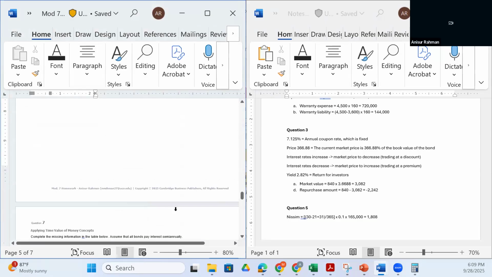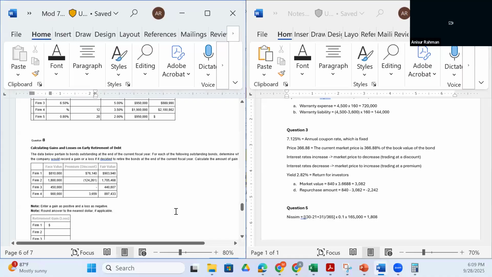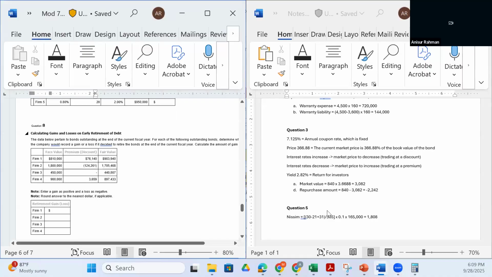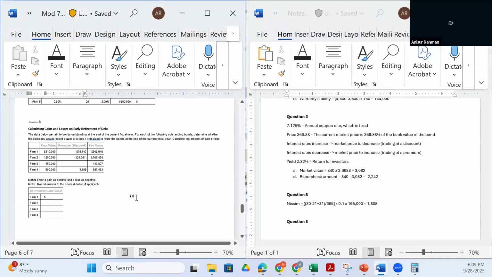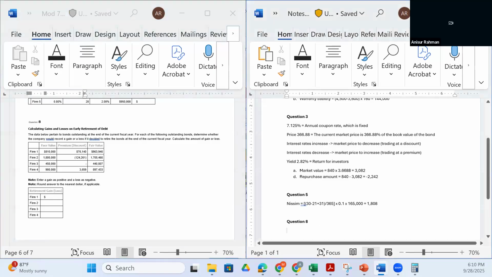Now, let's do this problem, question 8. For each of the following outstanding bonds, determine whether the company would record a gain or loss if it decided to retire the bonds at the end of the current fiscal year. We actually solved this type of problem. So this is slightly different. So we have to actually find out the book value of the bond.